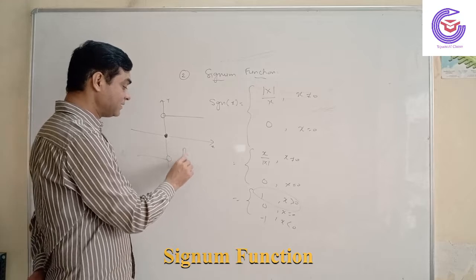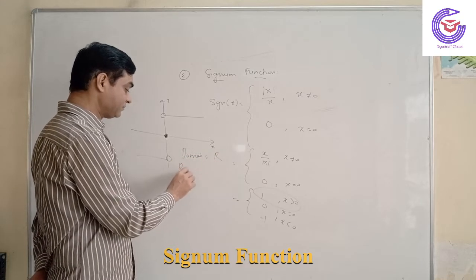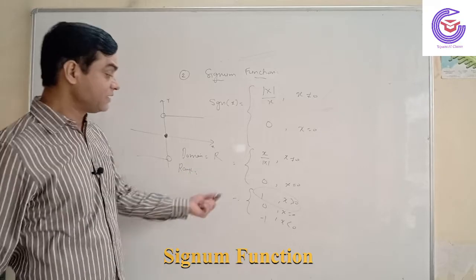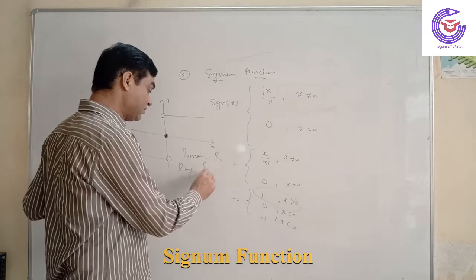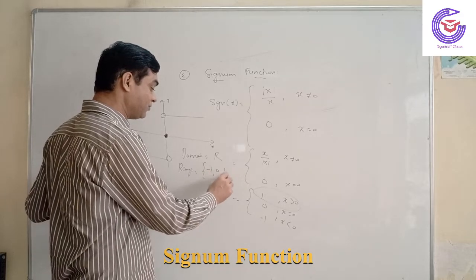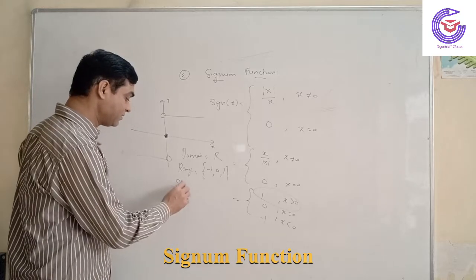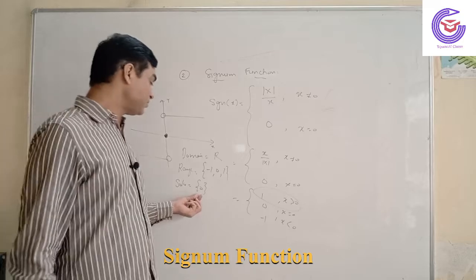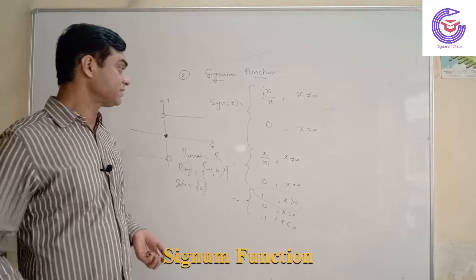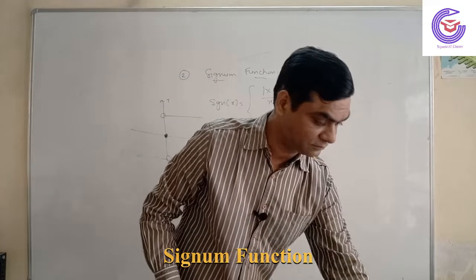So here the domain is again R. In the case of range, y can take only 3 values: 1, 0 and minus 1. So it's minus 1, 0, 1, that's all. Okay, the solution set is again just one value, 0. When x is 0, then only y is 0, so there is one solution set. So this is about the signum function.